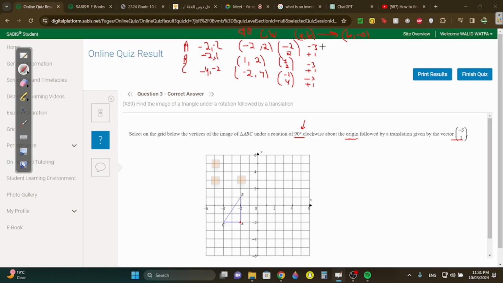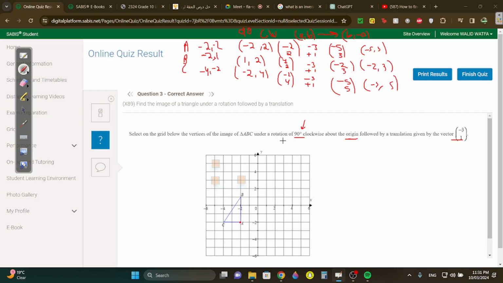Let's do this. Minus 2 minus 3, minus 5. 2 plus 1, 3. That's your first point. 1 minus 3 is minus 2. 2 plus 1, 3. Minus 2 minus 3, minus 5. 4 plus 1, 5. So we got minus 5 comma 3. Minus 2 comma 3. Minus 5 comma 3. Whoa, I mean minus 5 comma 5.